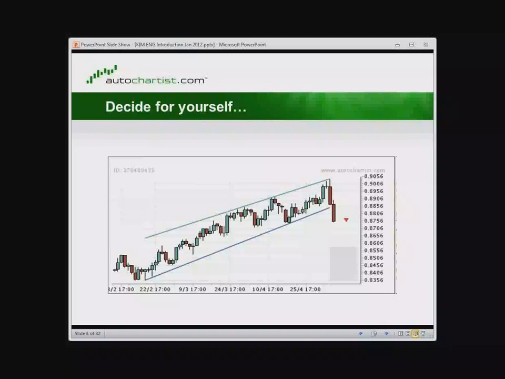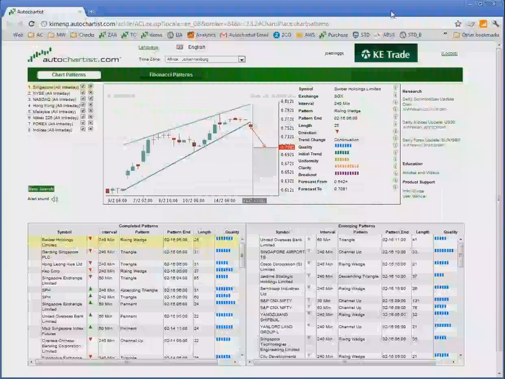So I'm going to switch now to the application and just talk you through that. It's just taking a while for your view to refresh here. There you can see it.